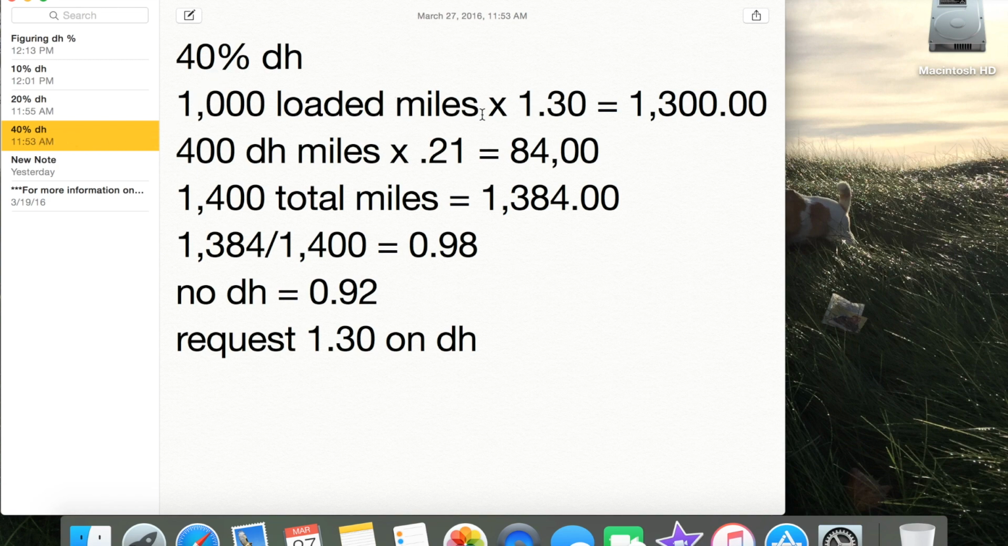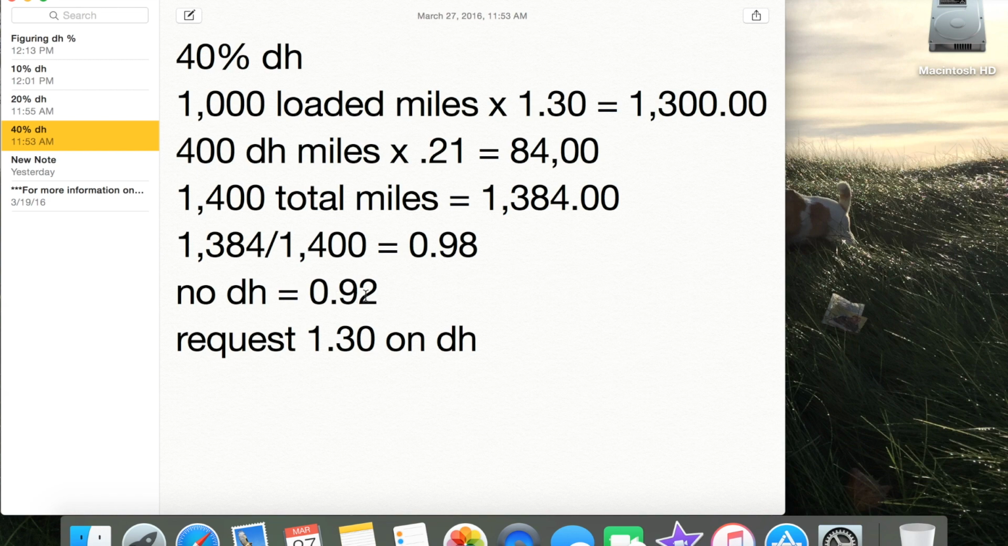1,000 loaded miles at your $1.30 gives you your $1,300. 400 deadhead miles at your 21 cents is $84. So 1,400 miles total, you're getting paid $1,384. Now you divide that total pay by your total mileage, and it drops your $1.30 down to 98 cents a mile. And if you don't get paid on deadhead, it's 92 cents a mile.